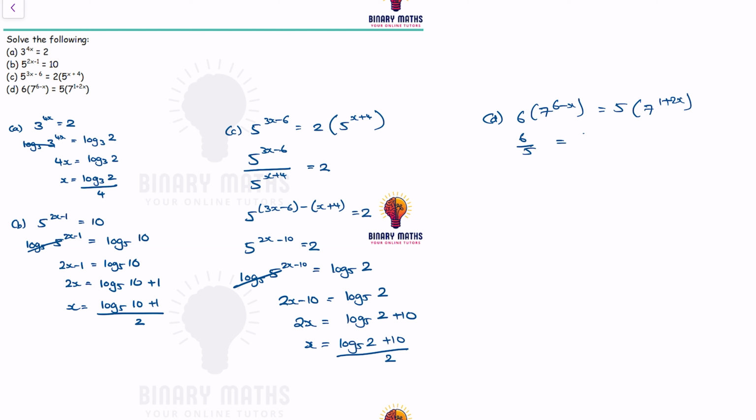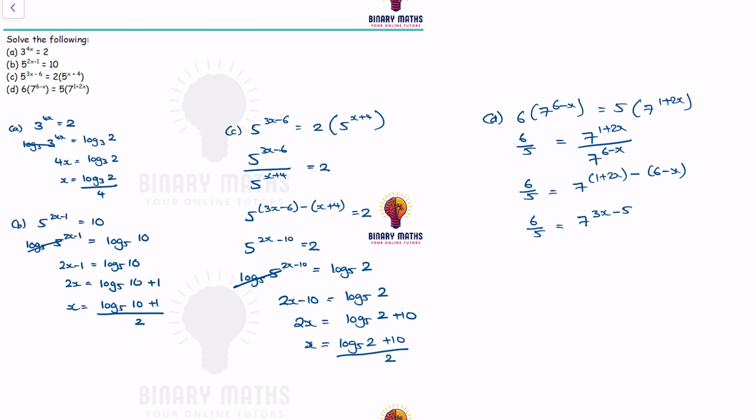On the other side, I'm going to get 7 to the power of 1 plus 2x divided by 7 to the power of 6 take away x. Okay, this is the same thing as 6 over 5 is equal to 7 to the power of 1 plus 2x. Because it's base 7 and we're dividing, it's the same thing as subtracting the indices. So I get 6 minus x, which means 6 over 5 is equal to 7 to the power of 1 take away 6 is minus 5. And 2x plus x is 3x. So I get 3x minus 5.